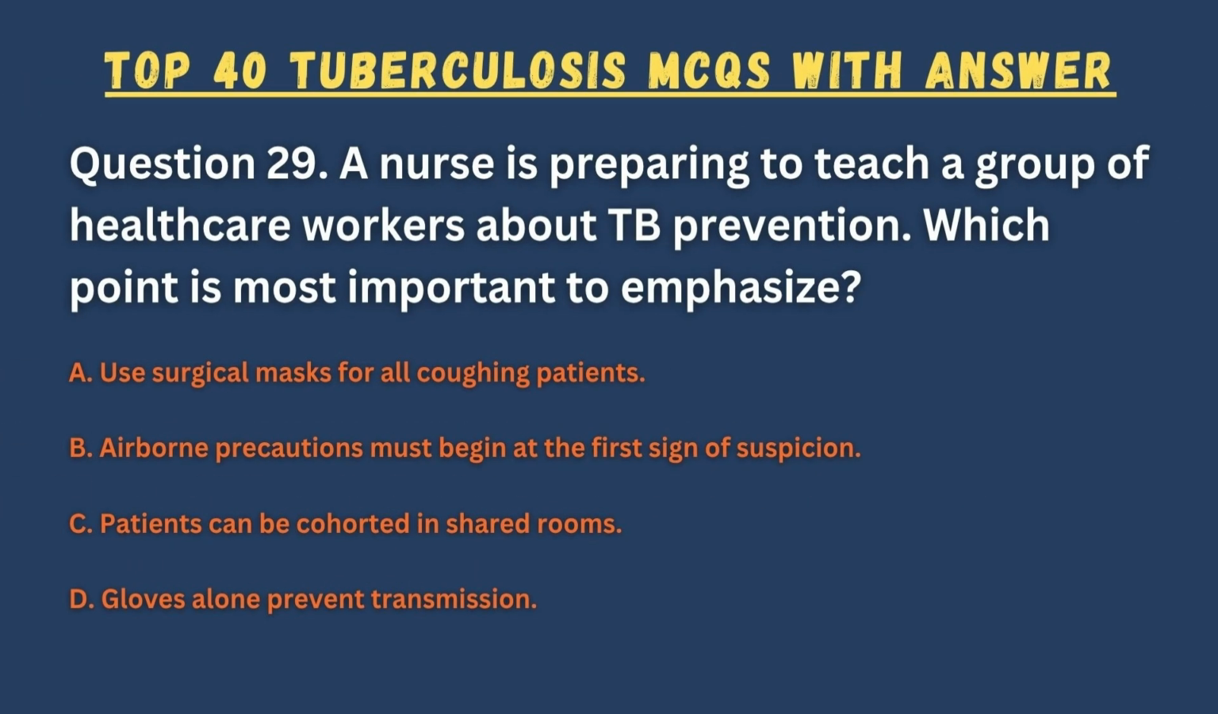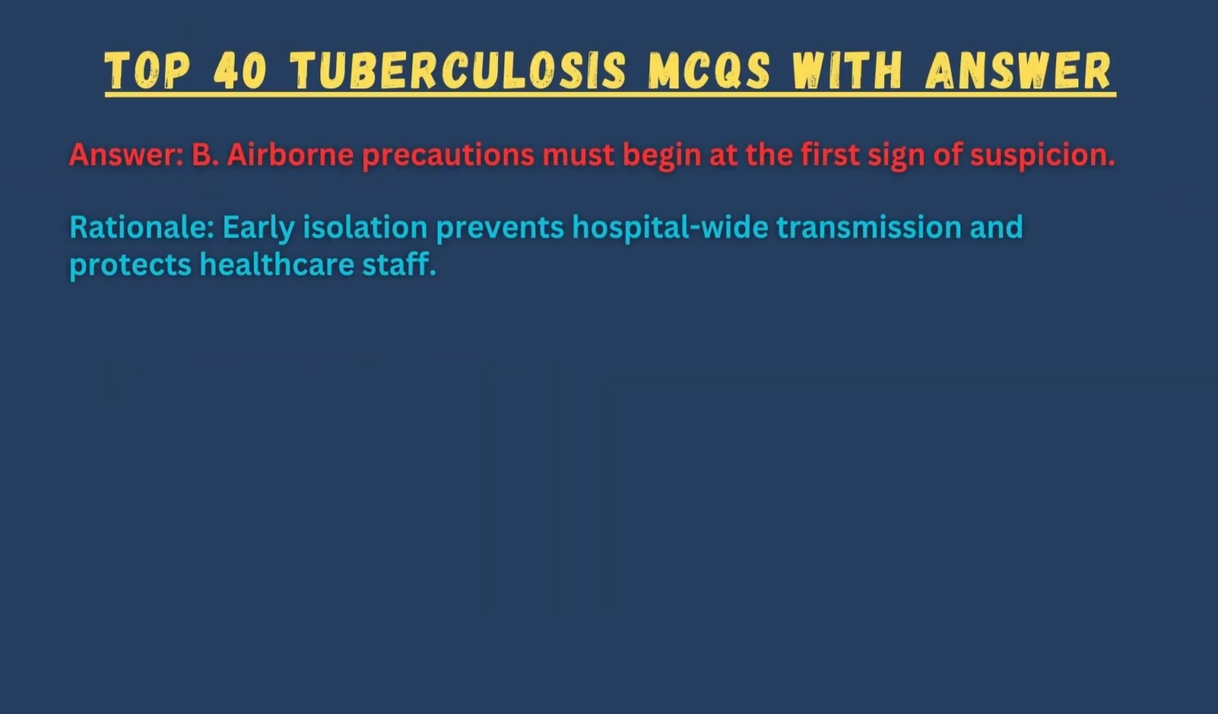Question 29. A nurse is preparing to teach a group of healthcare workers about TB prevention. Which point is most important to emphasize? A. Use surgical masks for all coughing patients. B. Airborne precautions must begin at the first sign of suspicion. C. Patients can be cohorted in shared rooms. D. Gloves alone prevent transmission. Answer. B. Airborne precautions must begin at the first sign of suspicion. Rationale. Early isolation prevents hospital-wide transmission and protects healthcare staff.